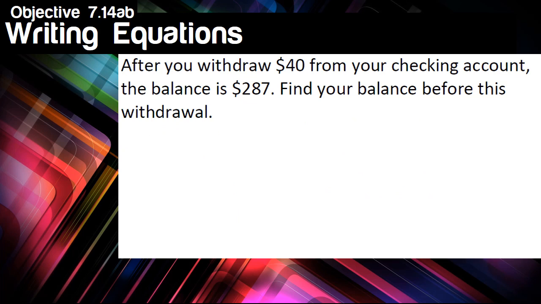Let's keep on going with our examples here. It says, after you withdraw $40 from your checking account, the balance is $287. So we need to find out our balance before this withdrawal. We have our original balance, we'll give that as B for our balance, and W for withdrawal.